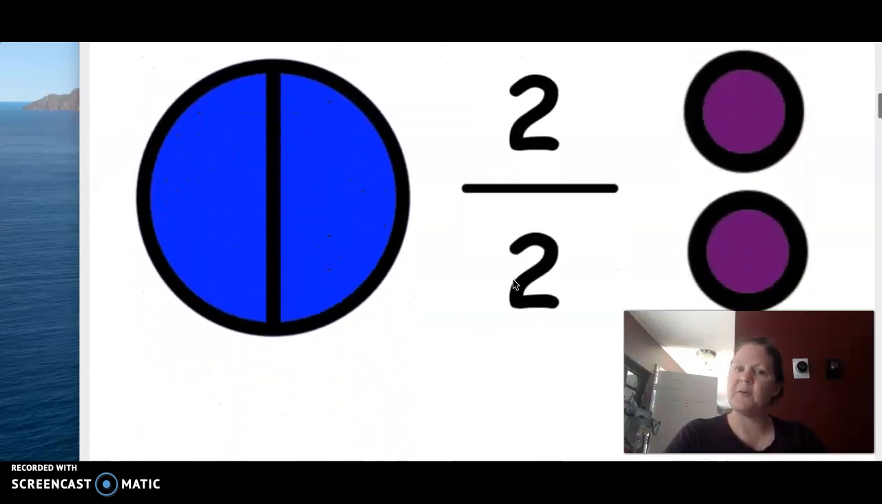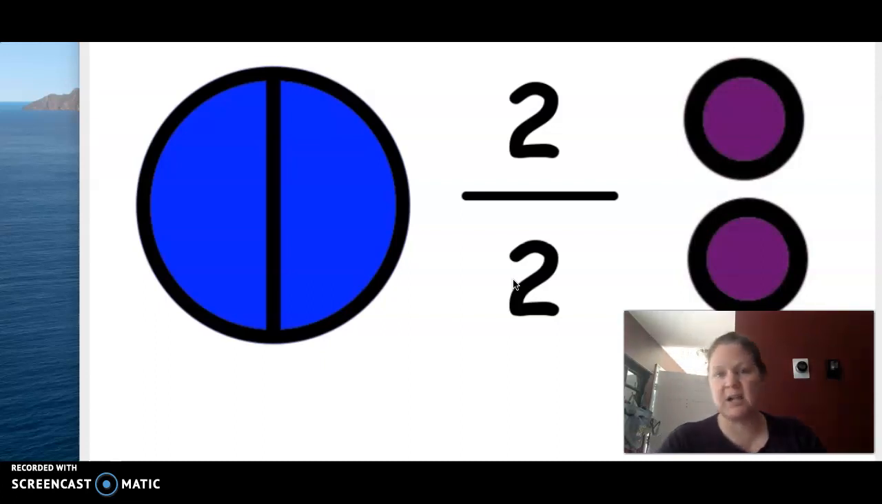Oh, look. Now we've got 2 parts colored in. Because my top number is telling me how many I'm talking about. My bottom number is telling me how many parts I see. And we see 2 parts here. 1, 2. 2 circles here. 1, 2. And how many now are colored in over here? 2. So up here, this number is now 2. This is one whole. The whole thing's colored in out of 2 parts. But this is a fraction because I can see 2 equal parts.